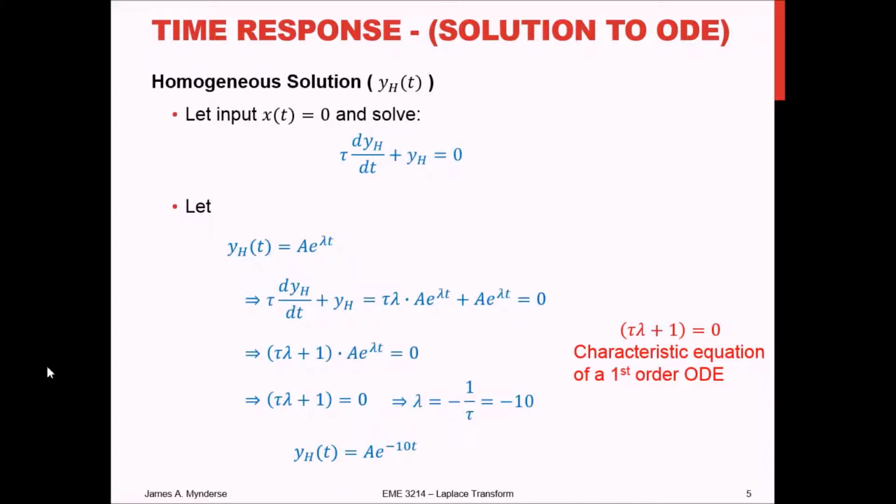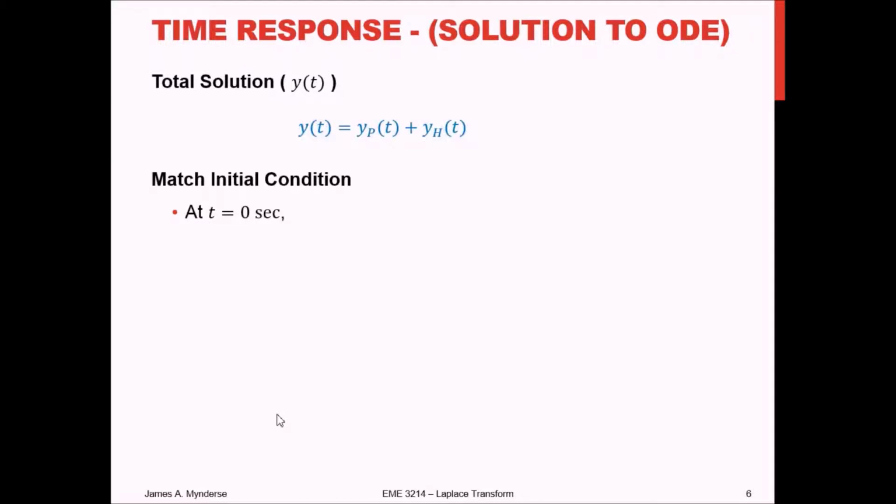I would like to draw your attention to this equation right here. This is what we're going to call the characteristic equation, and it's going to be very important later on, even when using Laplace transforms. The characteristic equation will be very important. Our total solution is just adding the two halves.